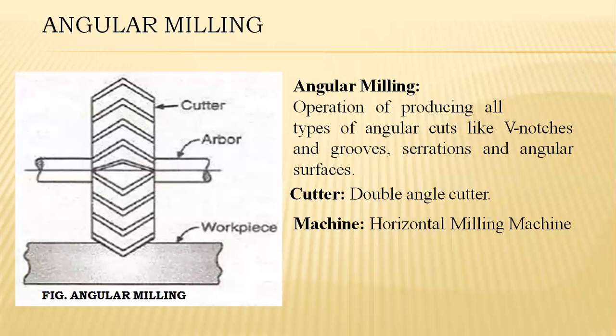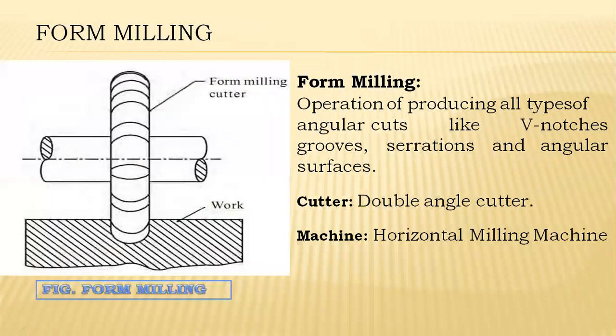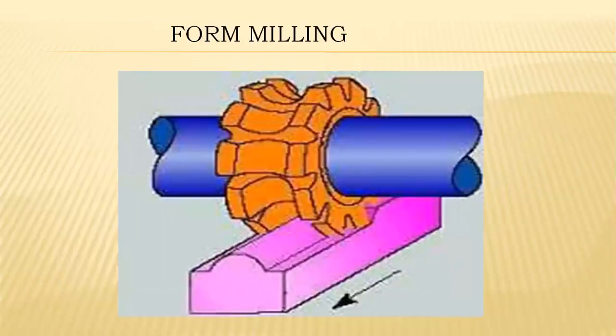Angular milling process, we need to get typical angular cuts like V type, W type, double V type, etc. Form milling process is used to produce all types of notches, such as V notches majorly, groove preparations, serrations and angular surfaces. Form milling is where the cutter is mated with the workpart in a similar format.